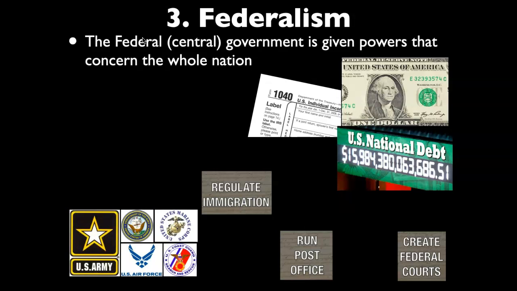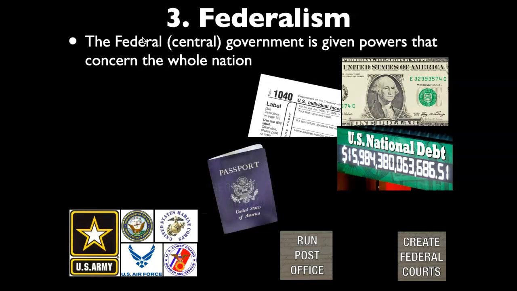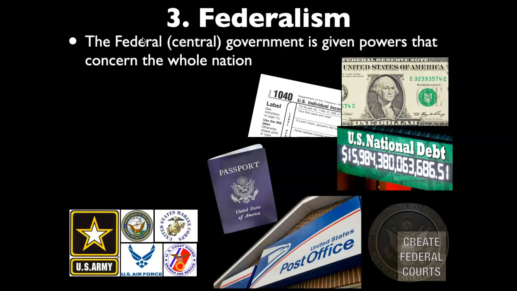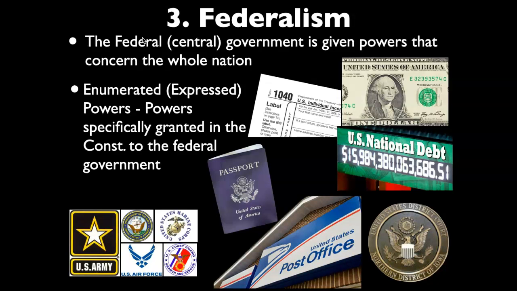The armed services, the Army, Navy, Air Force, Marines, Coast Guard, all under the control of the federal government. It's the federal government that regulates immigration, sets citizenship laws, issues passports, runs, of course, the federal post office and federal courts as well. So all of these powers are specifically spelled out in the Constitution, and we have a name for them. We call them the enumerated powers. Sometimes they're called the expressed powers as well. The Constitution specifically says that government can do this.